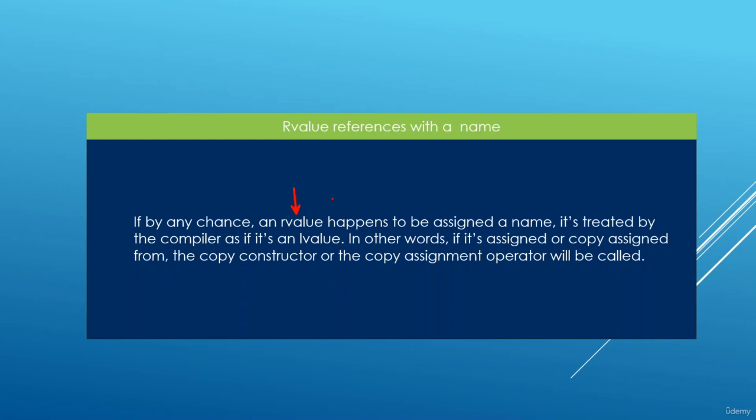So the moment something has a name in your C++ program, even if that happens to be an R-value, that's going to become an L-value, and you need to be careful about this. If you give a name to your rvalue and try to pass it to functions, you are going to be doing copy semantics, when you want to be using move semantics. Let's look at a few examples to really drive this home.